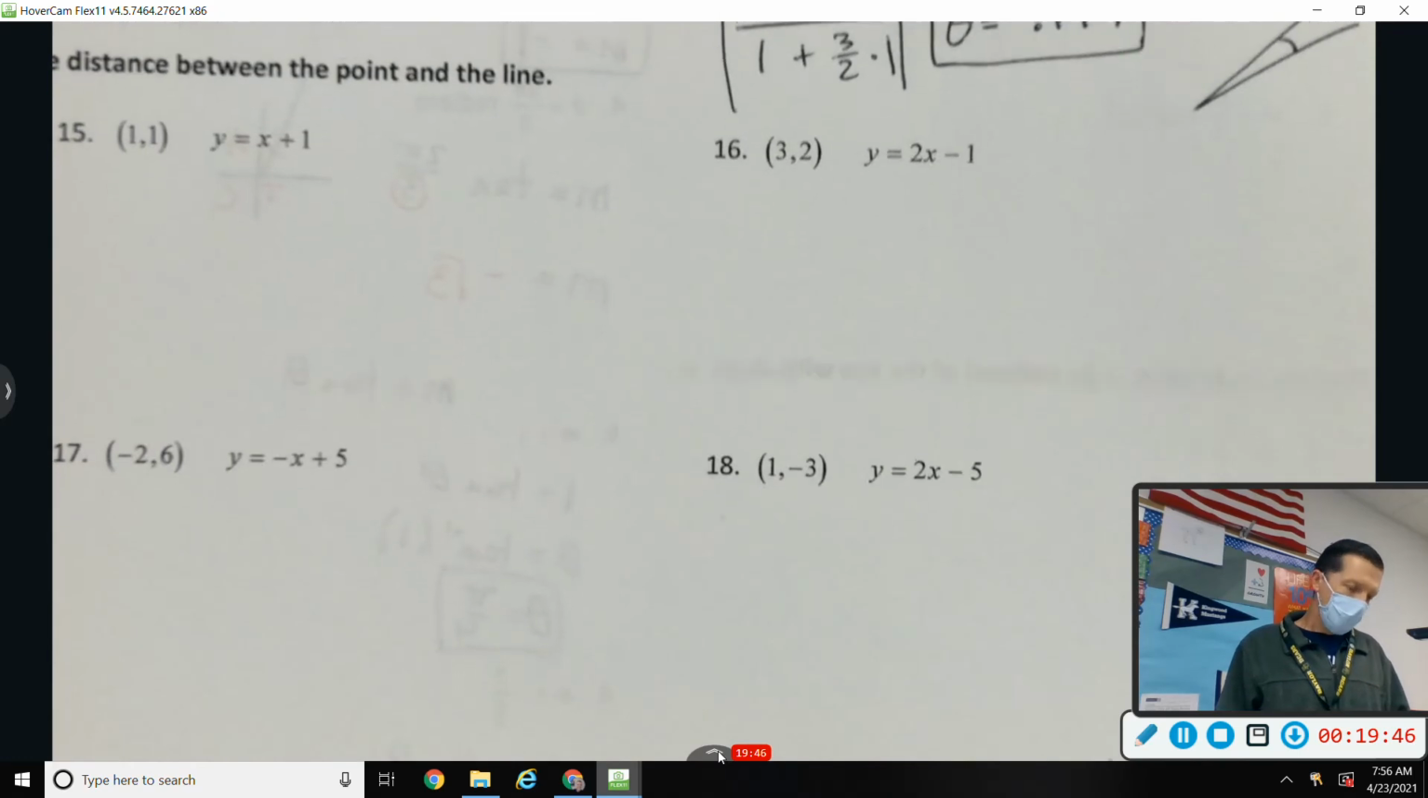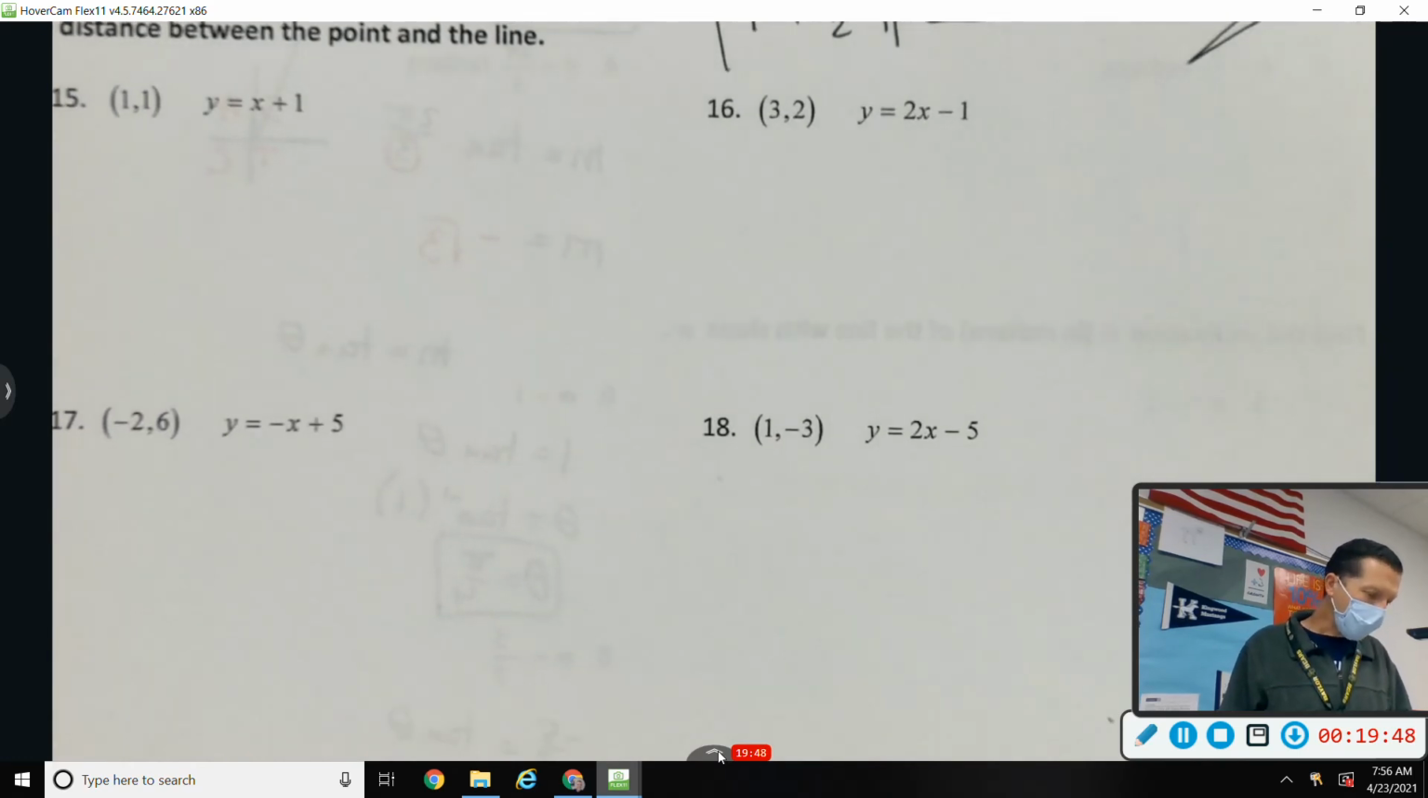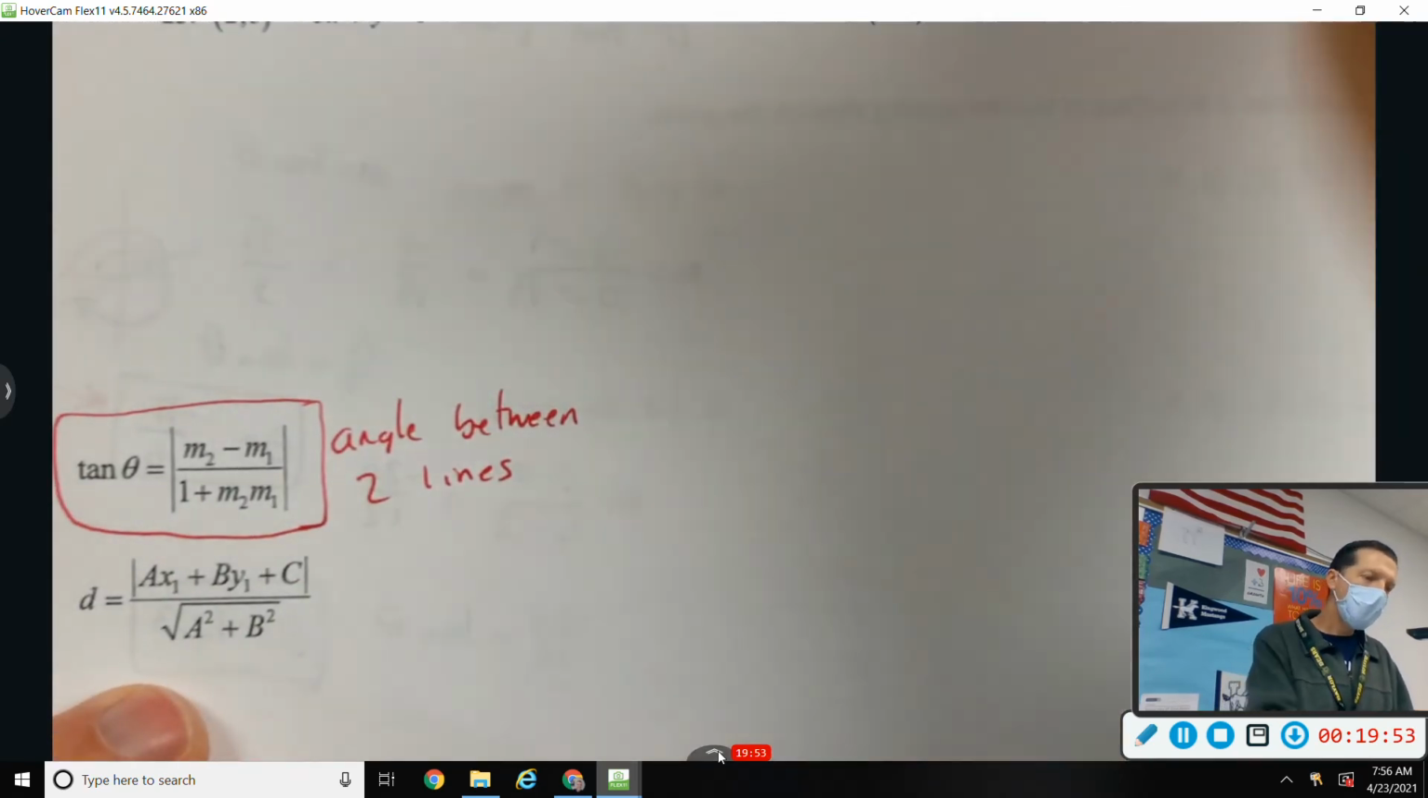All right, 16, 18, 20. Find the distance between the point and the line. This is the other cheat code down here.